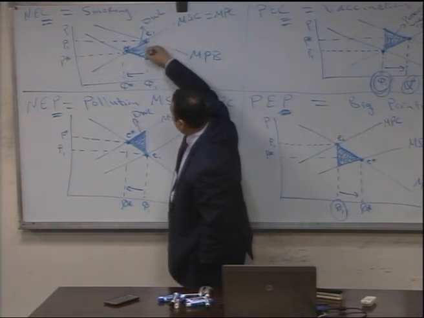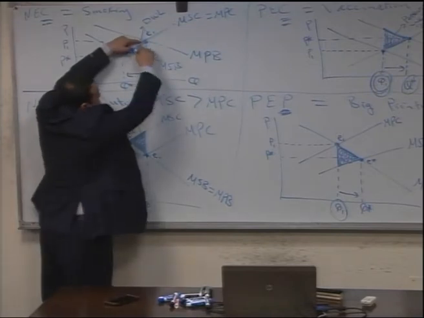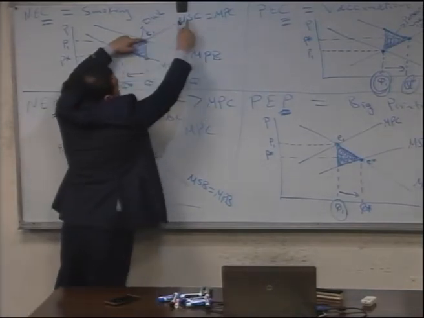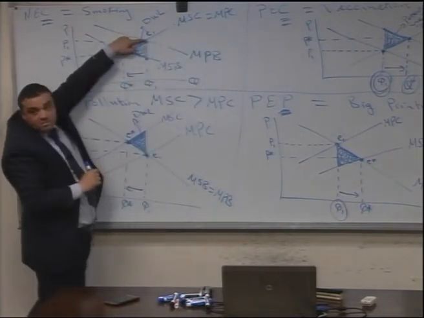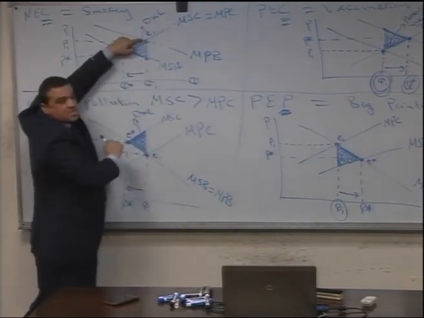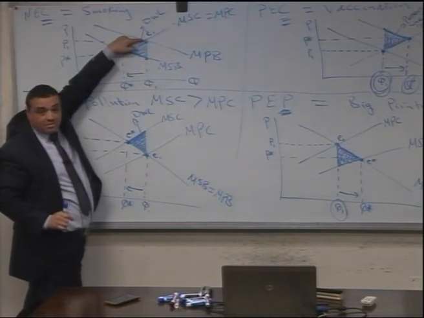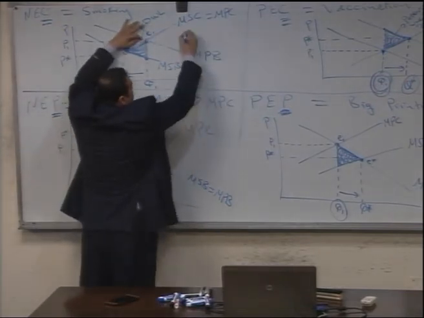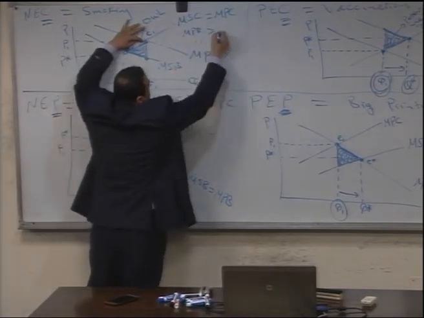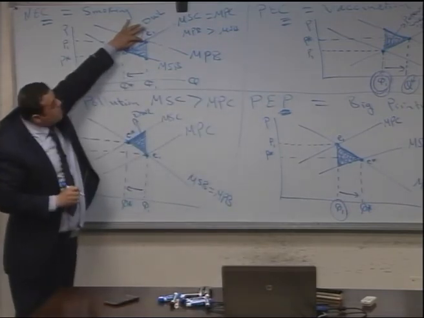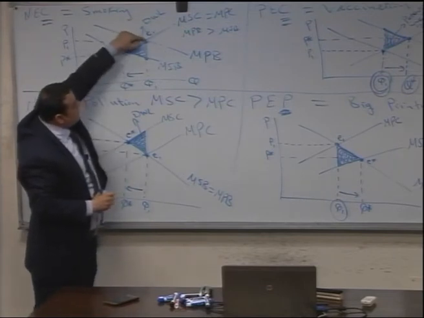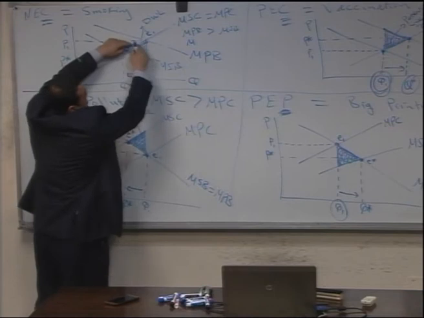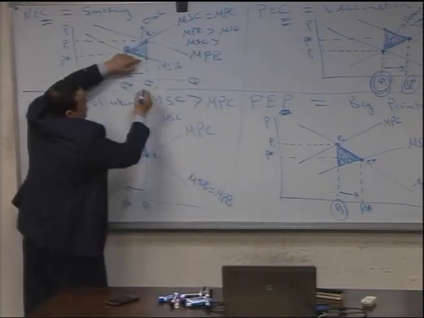So at this point, at E1, what do you see? The marginal social cost is bigger than the marginal social benefits. And the marginal private cost as well is bigger than the marginal social benefits. And the marginal private benefits is bigger than the marginal social benefits. So we can say that at E1, at the private equilibrium, marginal private benefits is bigger than the marginal social benefits. What else? We can say that the marginal social cost is bigger than the marginal social benefits.